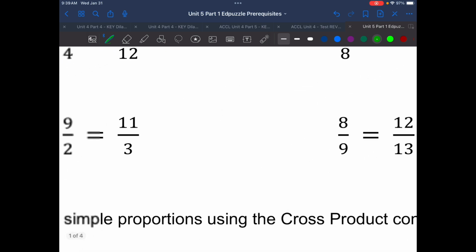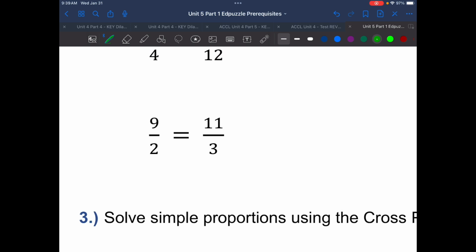All right, what I want you guys to do is try that cross product here and tell if these fractions are equivalent. Well, if we do that, we get 2 times 11 is 22. 3 times 9 is 27. Therefore, these two fractions are not equivalent. I'm going to put the not equal sign in between.